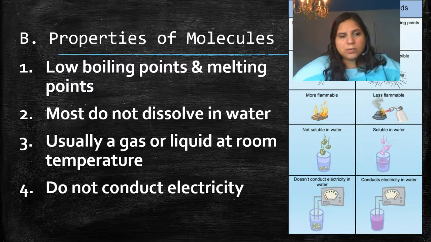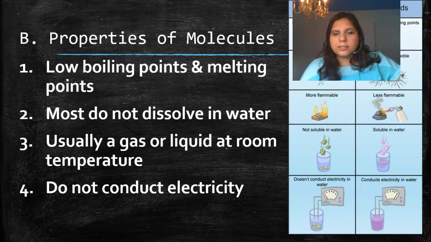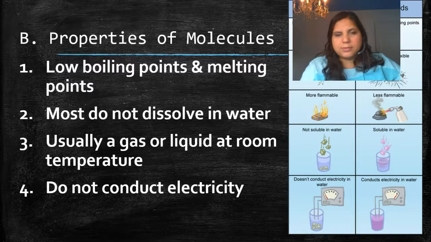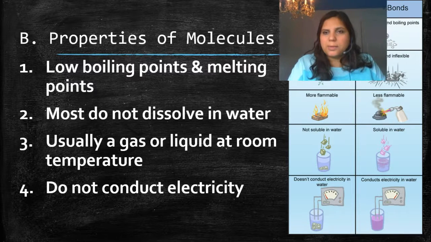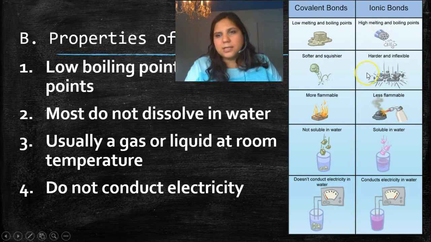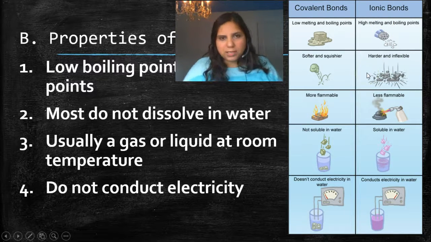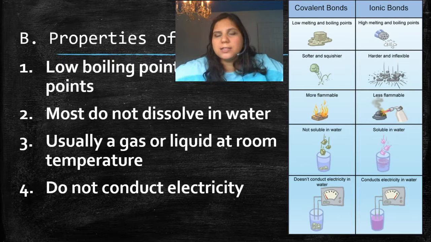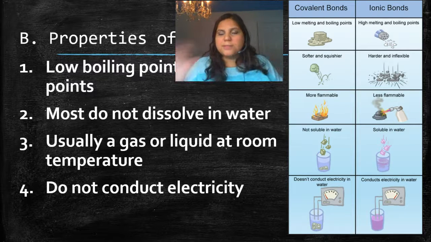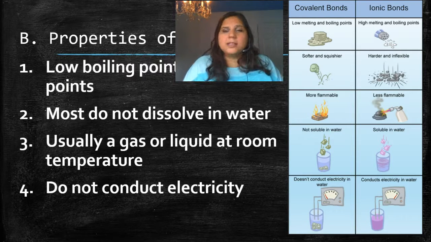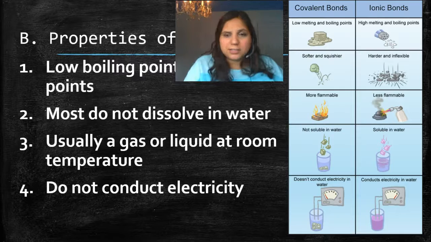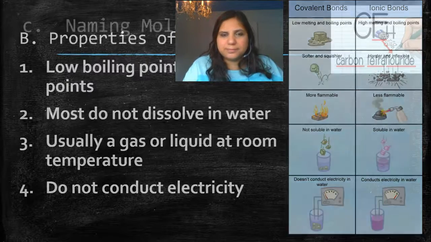And they do not, or they very weakly, conduct an electric current. Okay, this should be the opposite of what's going on with ionic compounds. And so you have this little table here. You don't have to draw it, but it is a lot of good information in that the boiling points of covalent compounds are lower. They tend to be soft and squishier. They tend to be more flammable, and they are not soluble in water and do not conduct an electric current.